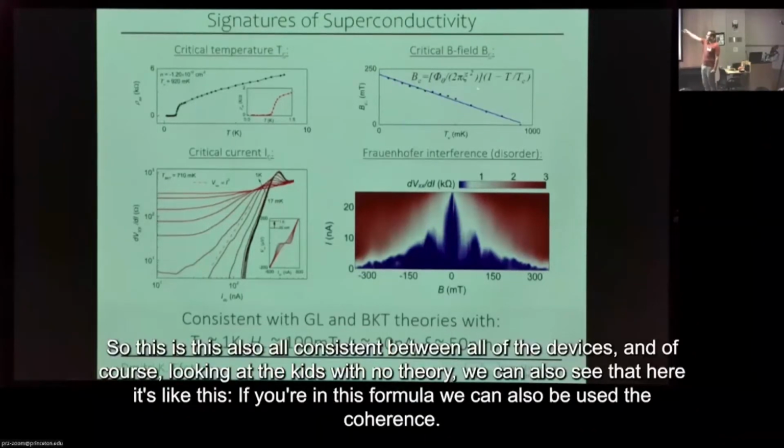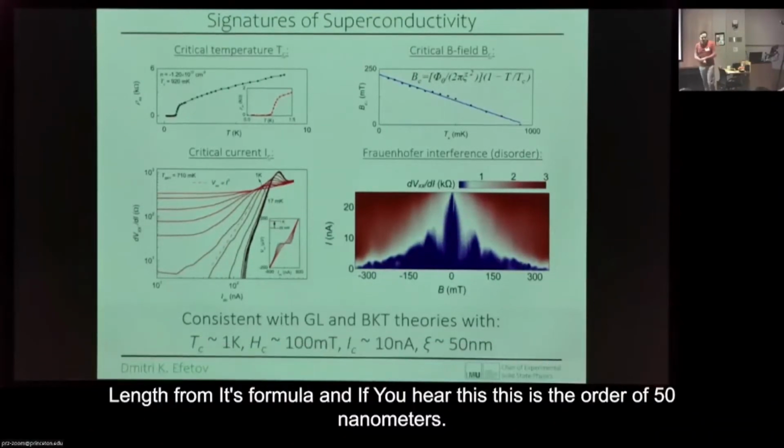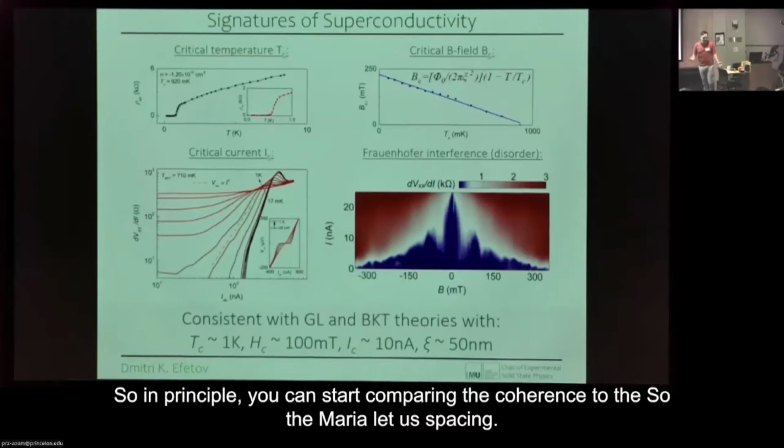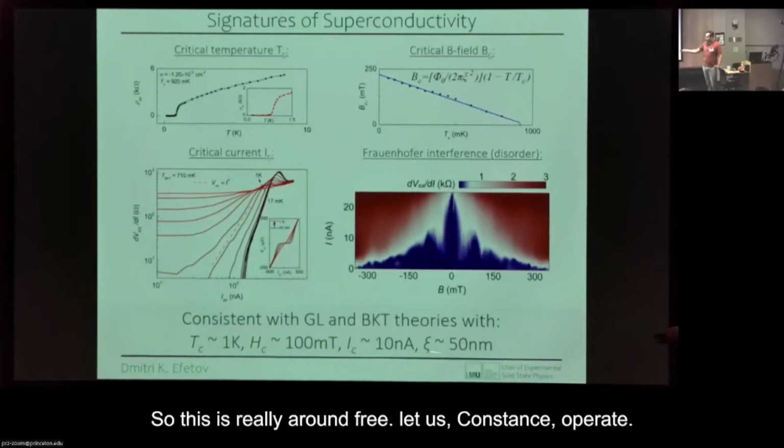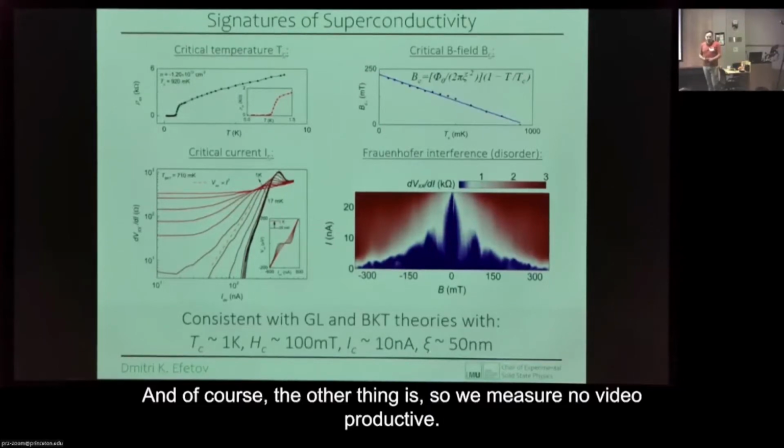And of course, looking at the Ginzburg-Landau theory, the coherence length is in this formula, and we can also deduce the coherence length from this formula. And the coherence length is on the order of 50 nanometers. So in principle, you can start comparing the coherence length to the moiré lattice spacing. So this is really around 3 lattice constants of the moiré.